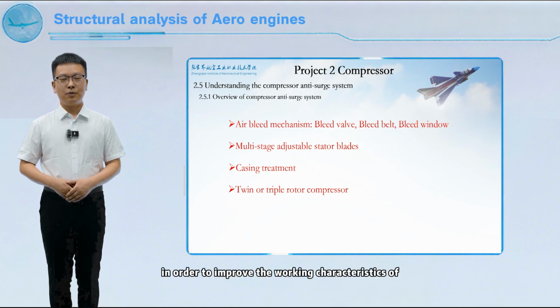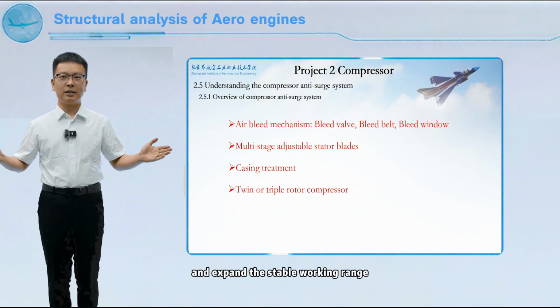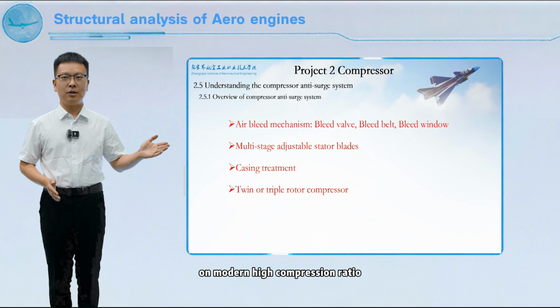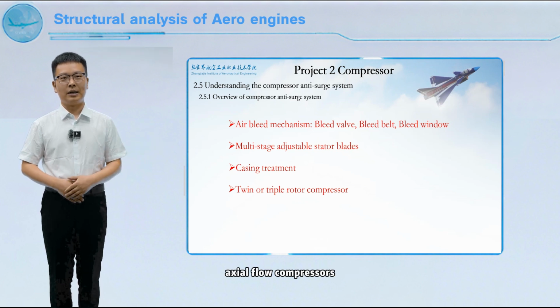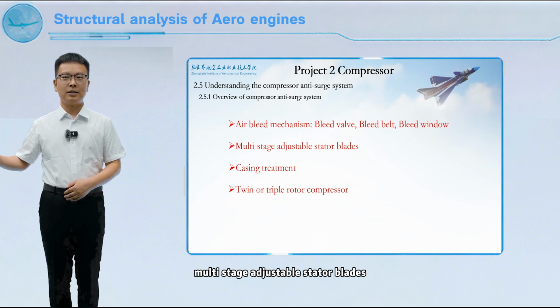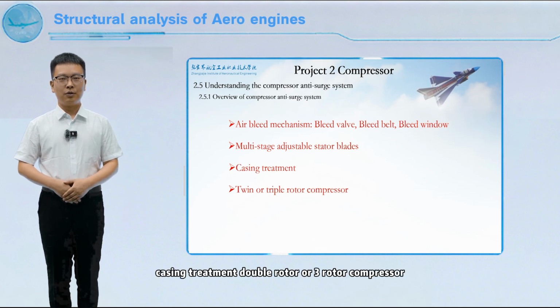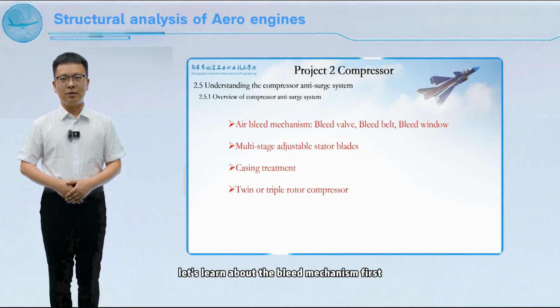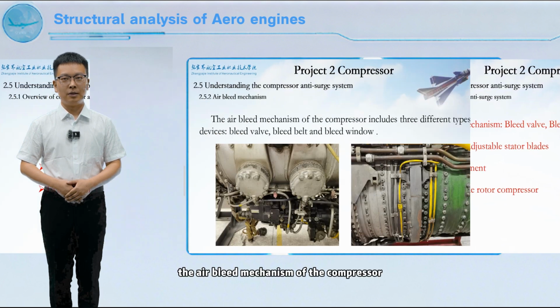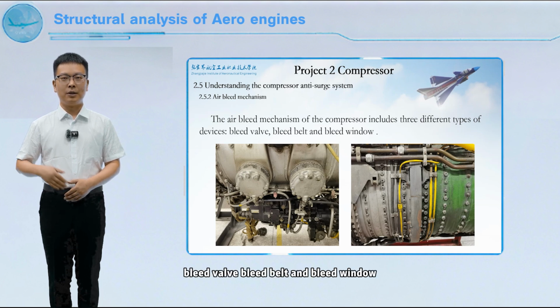In order to improve the working characteristics of the compressor and expand the stable working range, anti-surge devices are installed on modern high compression ratio axial flow compressors. According to their structural forms, they can be divided into bleed mechanism, multi-stage adjustable stator blades, casing treatment, and double rotor or three-rotor compressor. Let's learn about the bleed mechanism first. The air bleed mechanism of the compressor includes three different types of devices: bleed valve, bleed belt, and bleed window.